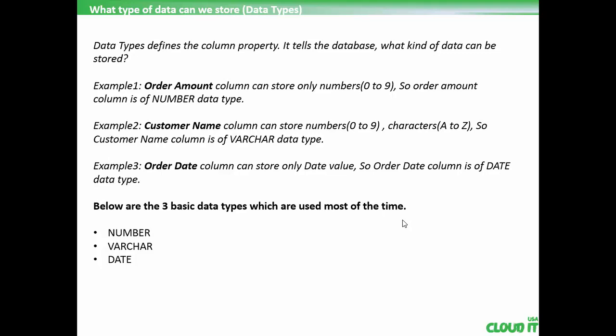Number, varchar and date are the most commonly used data types in creating a table. Of course, there are so many other data types which we can use in creating a table. I don't want to give you the list of all the data types and confuse you at this point. I'll cover the list of data types later on in our course. But just remember at this point, the basic three data types are number, varchar and date.